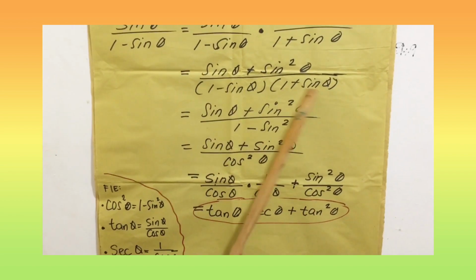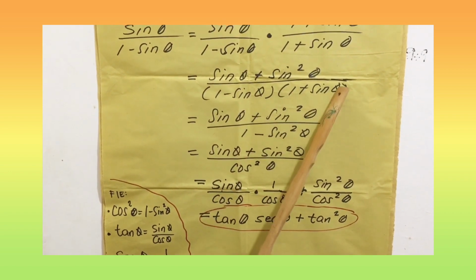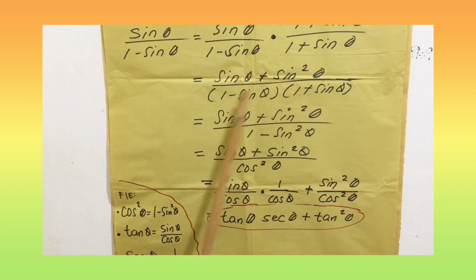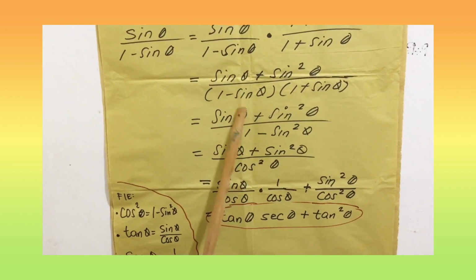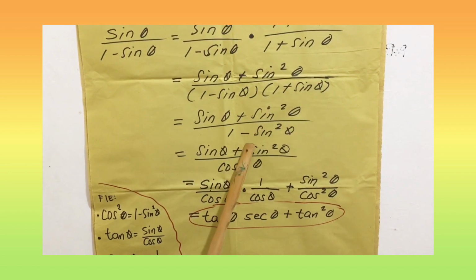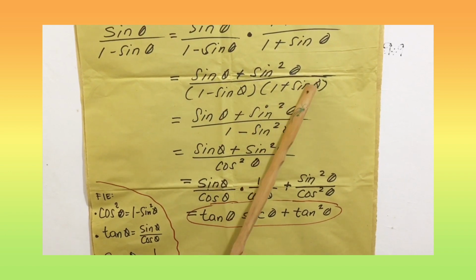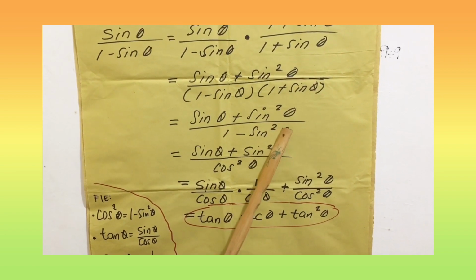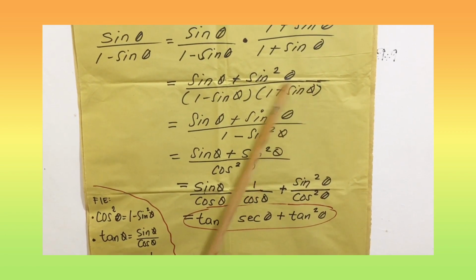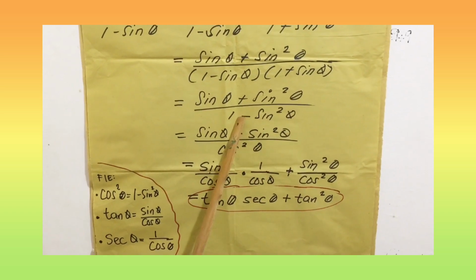Take note, the given is 1 and sine theta, and the difference is only the negative and positive, so we can directly multiply this. 1 times 1 equals 1, and negative times positive equals negative, and sine theta times sine theta equals sine squared theta. Why? Because we're going to add the exponent in multiplication.